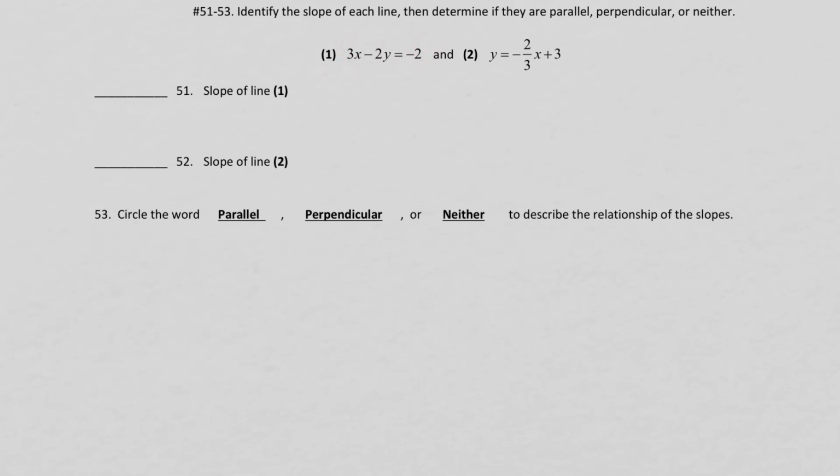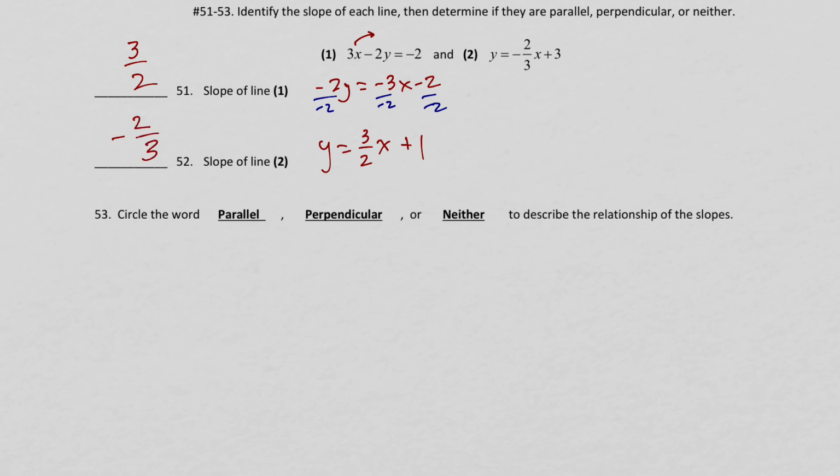Let's put this in slope-intercept form. I'm going to start by moving the 3 over, so we have negative 2y is equal to negative 3x minus 2, and then I'll divide everything by negative 2. So we're going to get y is equal to a positive 3 over 2x plus 1. So our slope is the number in front of the x. The slope of this is 3 over 2. This is already in slope-intercept form, so our slope is right there, negative 2 over 3. These are opposites, one's positive, one's negative, and they're reciprocals, they're flipped upside down. So because they're both opposite and reciprocal, they're perpendicular.